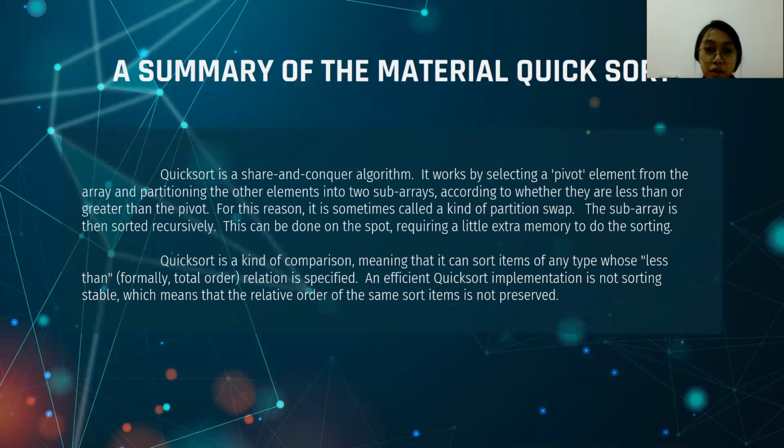A summary of the material on Quicksort. Quicksort is a divide and conquer algorithm. It works by selecting a pivot element from the array and partitioning the other elements into two subarrays, according to whether they are less than or greater than the pivot. For this reason, it is sometimes called a kind of partition exchange sort. The subarrays are then sorted recursively. This can be done in place, requiring little extra memory to do the sorting.